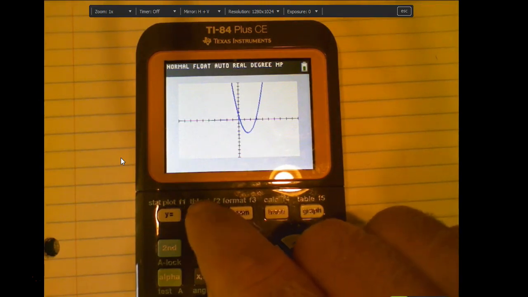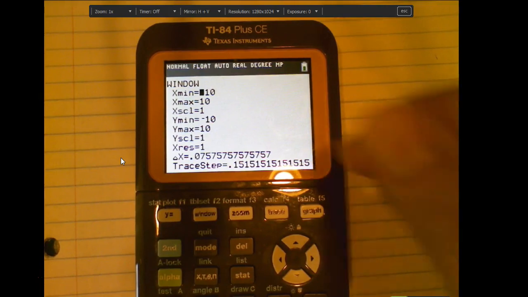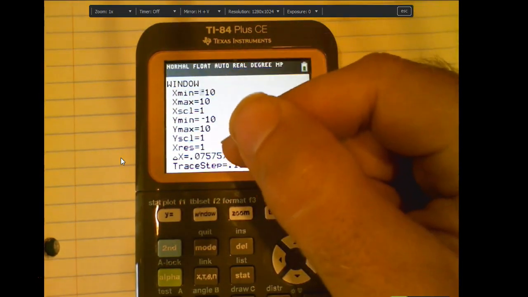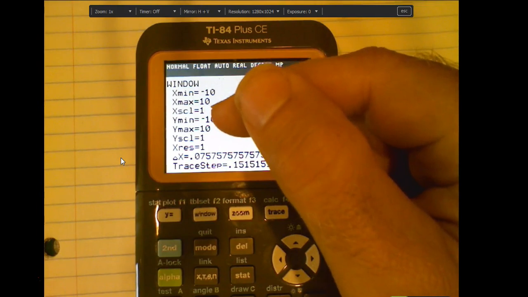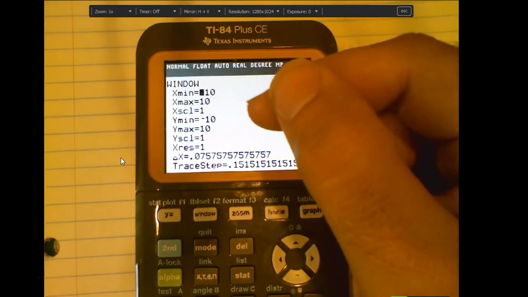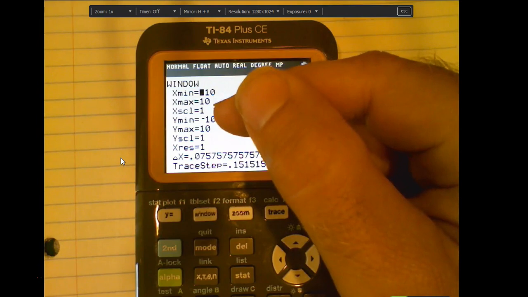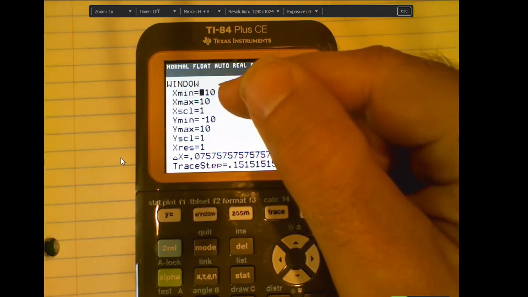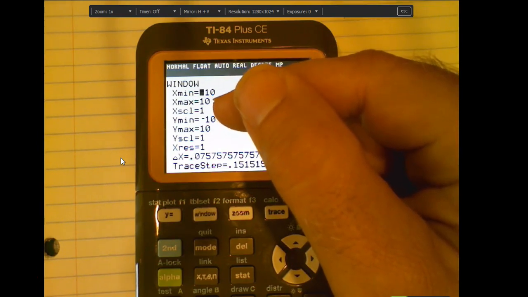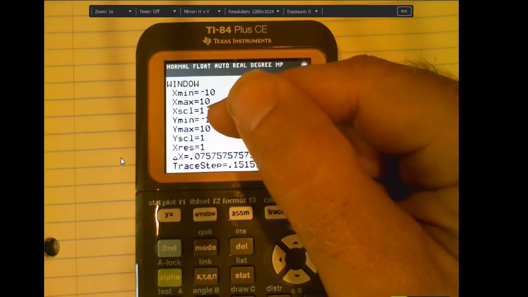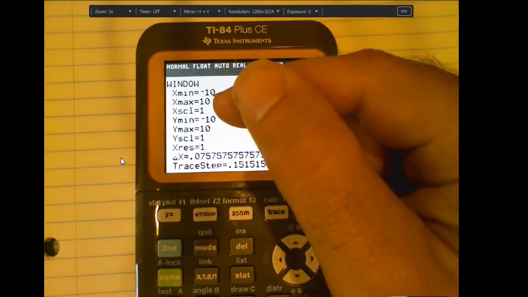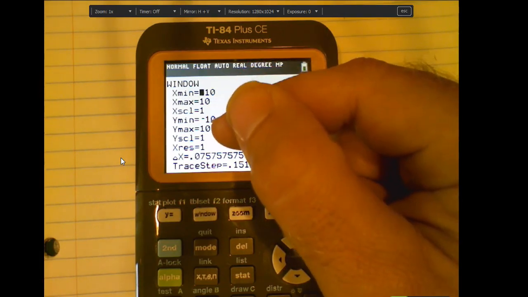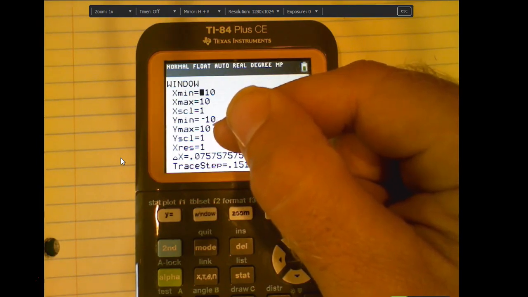But if you go into window, this is how you interpret all this information that you see here. The x min and the x max are how far you want to see on your graph from left to right. So my graph right now goes as far left as negative 10 and as far right as positive 10. And I'm just using a scale of 1, so my calculator is counting by ones. I pretty much always just keep the scale as 1. That really doesn't affect you much. But this is what we're seeing from left to right. And the y min and the y max is what you're seeing from bottom to top.